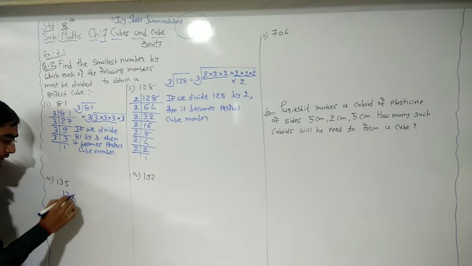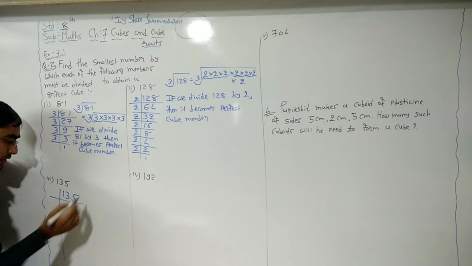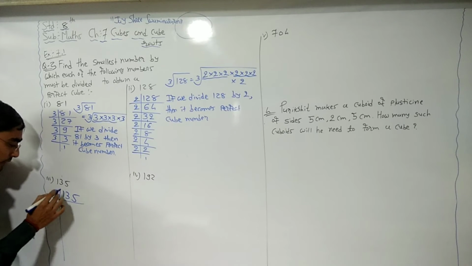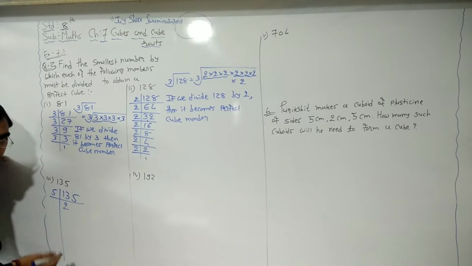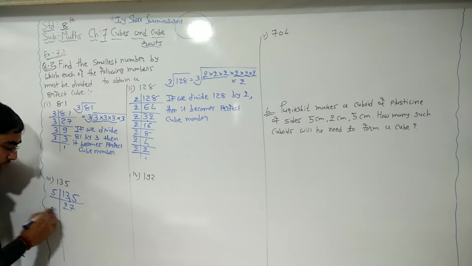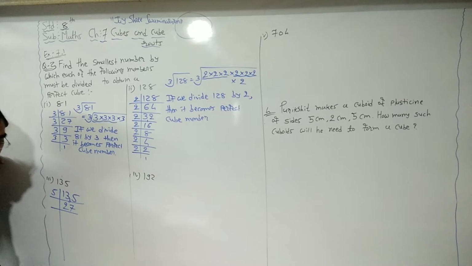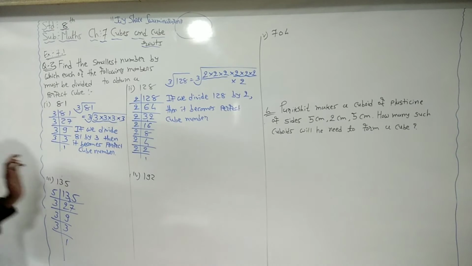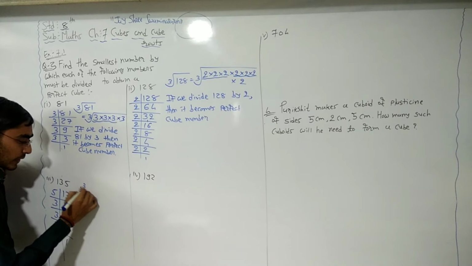So 1, 3, 5. Now our unit digit is 5, so we can take 5 here. 5 7s are 35. Now for 27, we know that 3 9s are 27, 3 3s are 9, and 3 1s are 3. Okay, so cube root of 135.